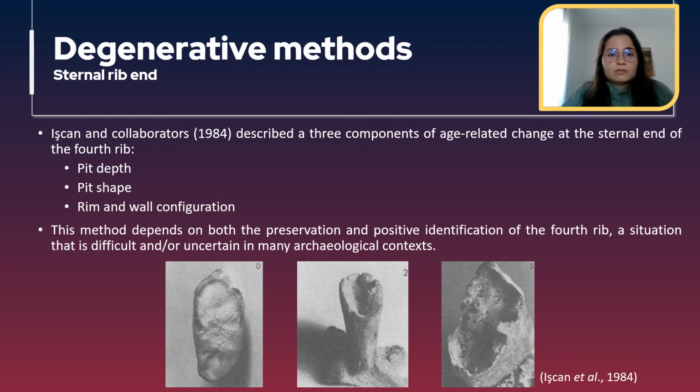In this sequence of images here, you can see phase 0, phase 2, and phase 5. And you can see that the rib end here is almost perfect, and then here it has a lot of changes.